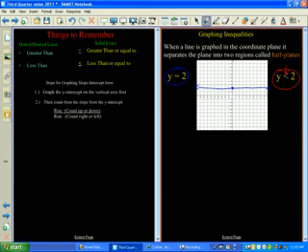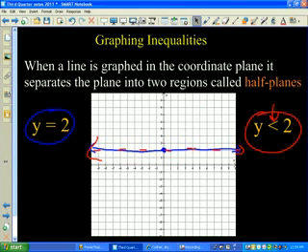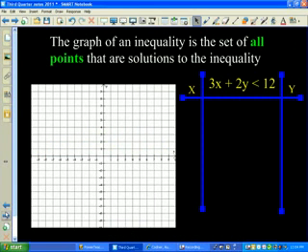So if we refer back, if we have a greater than or less than symbol, we're using what? A dashed line. So in this case, we're using a dashed line to represent the inequality. But what I was trying to prove here is that the way that you graph an equation of a line, or if you're graphing an inequality of a line, you're still doing the same process. Okay?